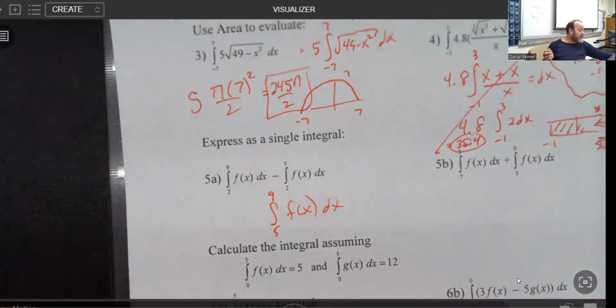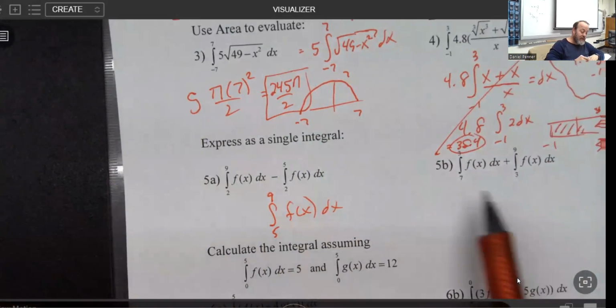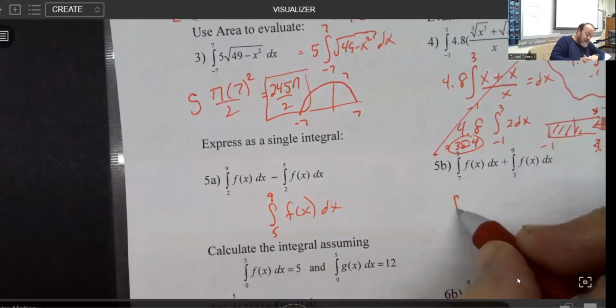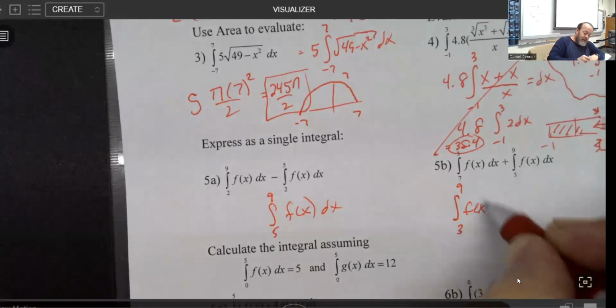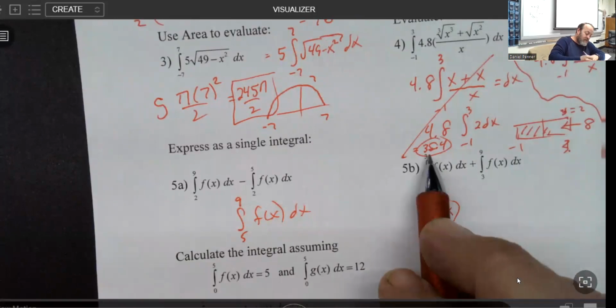Now, for 5b, it's a little harder question. We have this idea from 3 to 7 and 3 to 9. Well, that's a little bit of a weird spot, but if we could rewrite this as an integral from 3 to 9. And because this one is written in reverse form, it shouldn't go from 7 to 3, it should go from 3 to 7.